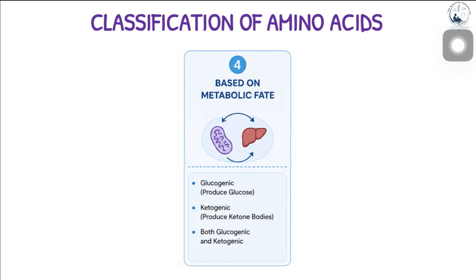So coming to the last classification, metabolic fate. Metabolism contains two processes, right? Catabolism and anabolism. Anabolism is the formation and catabolism is the breakdown. Amino acids can be broken down into two things, either ketones or glucose, okay, or they can also be formed into two. So that is how you classify this classification.